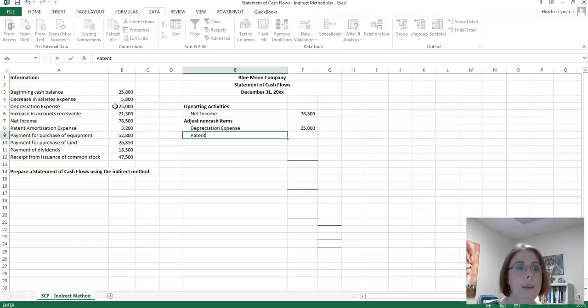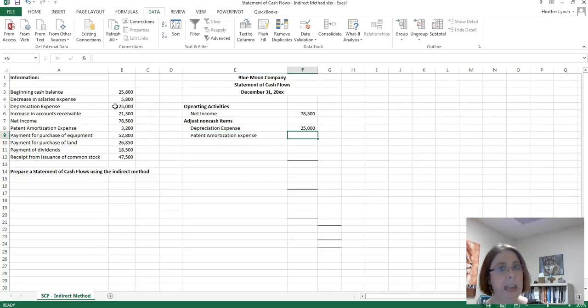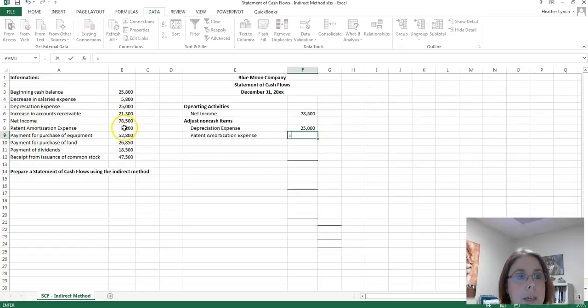We have another one on here, the patent amortization expense, if I can type. Patent amortization expense, again, we're reducing that patent every month. It affects the income statement, but it's not cash. It's a non-cash item. And that amount is $3,200.